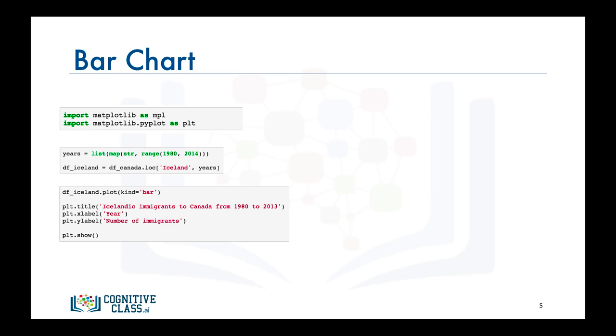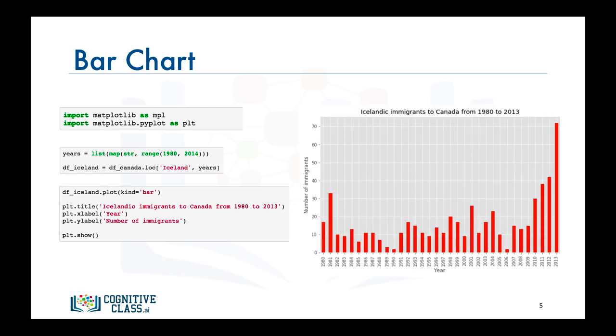Then to complete the figure, we give it a title, and we label its axes. Finally, we call the show function to display the figure. And there you have it, a bar chart that depicts the immigration from Iceland to Canada from 1980 to 2013. By examining the bar chart, we notice that immigration to Canada from Iceland has seen an increasing trend since 2010.